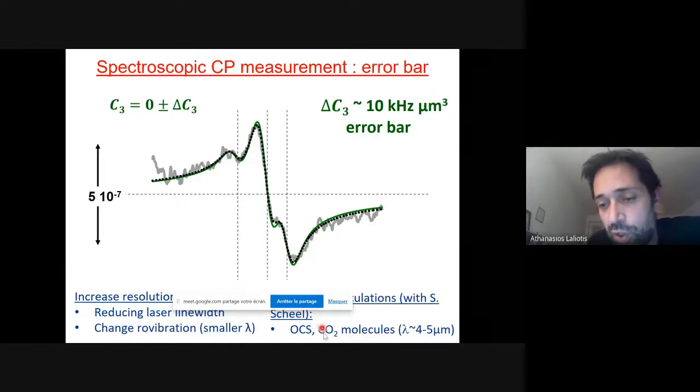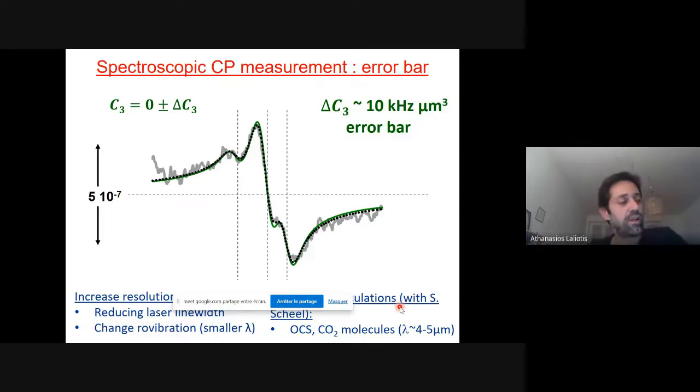And then, of course, what we're doing now is trying to identify what molecule is the most favorable for us. And we're doing calculations with our theoreticians, the collaborators, Stefan Schiel in particular at the University of Rostock in Germany. But we think that some good molecules in this case would be linear molecules such as OCS or CO2. These would have strong interactions, and these can be more easily measured with our setup.